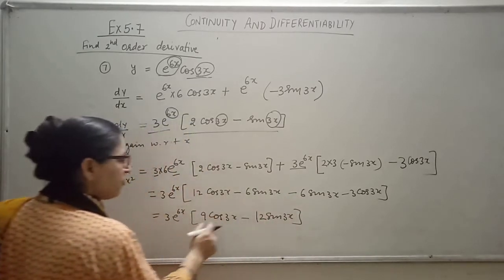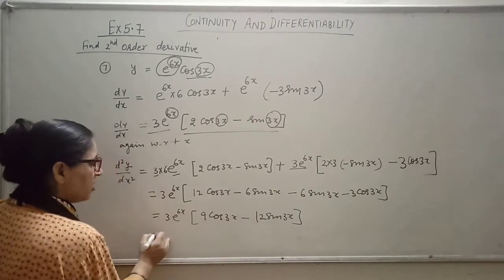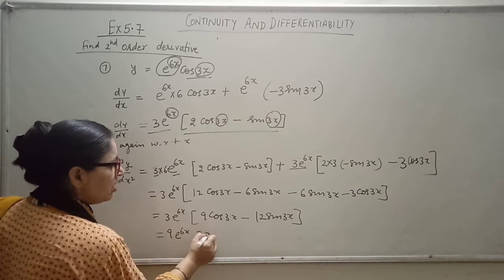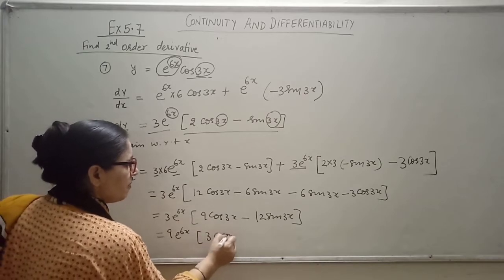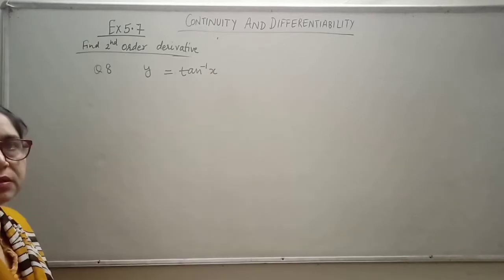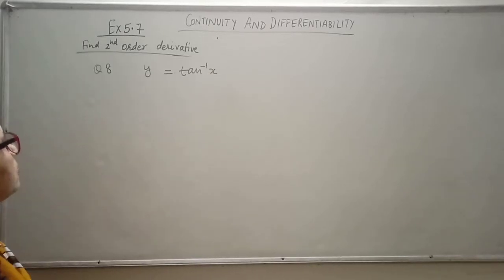So what is common from here? 3 is common from here. So 3 3s are 9, and now here 3 cos 3x minus 4 sin 3x. This is the final. हाँ जी, this is your question number 8.